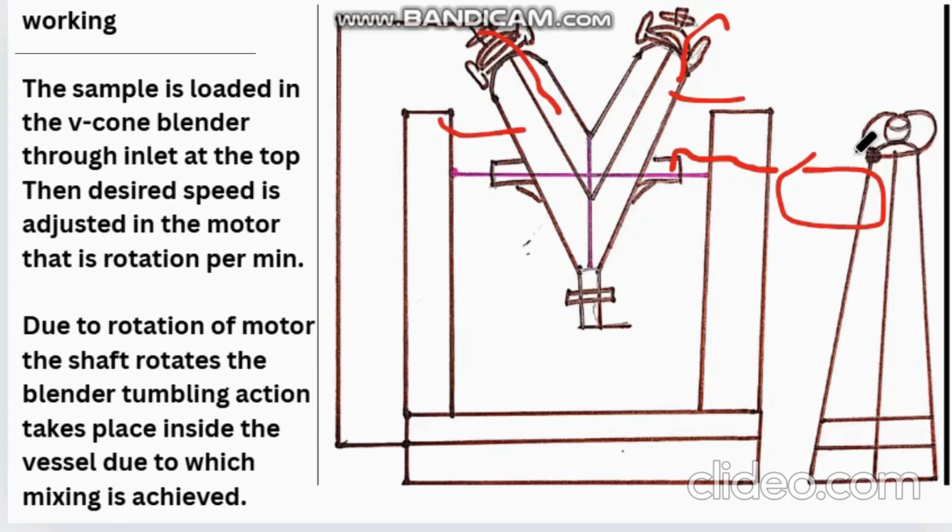Due to rotation of the motor, the central shaft also rotates. Due to rotation of the shaft, the V-cone blender also rotates. Due to this rotation, a tumbling action takes place in the blender, so that because of the tumbling action and cascade action, mixing is achieved. So this is the working procedure of the V-cone blender.